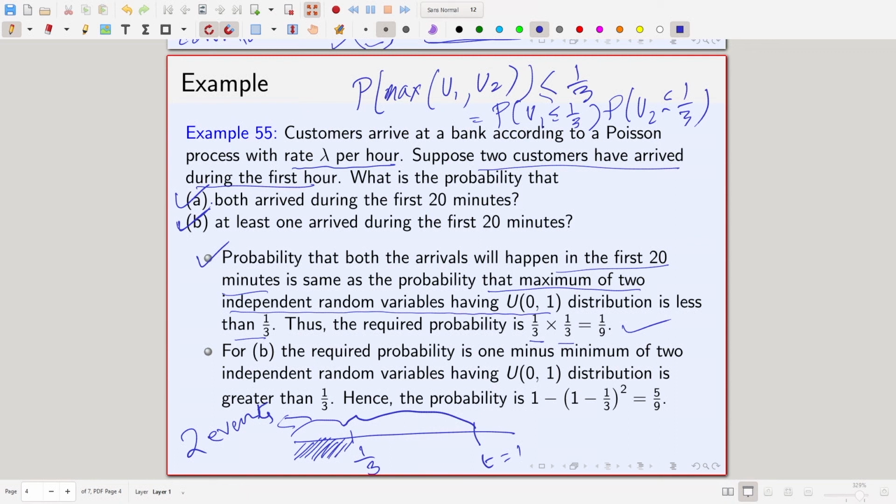In many problems in probability, if you are asked to find the probability of at least something, you find the probability of the complement and then do 1 minus that probability. Again, this is a very standard trick in probability. So here we are being asked the probability that at least one arrival happened within time 1 by 3.